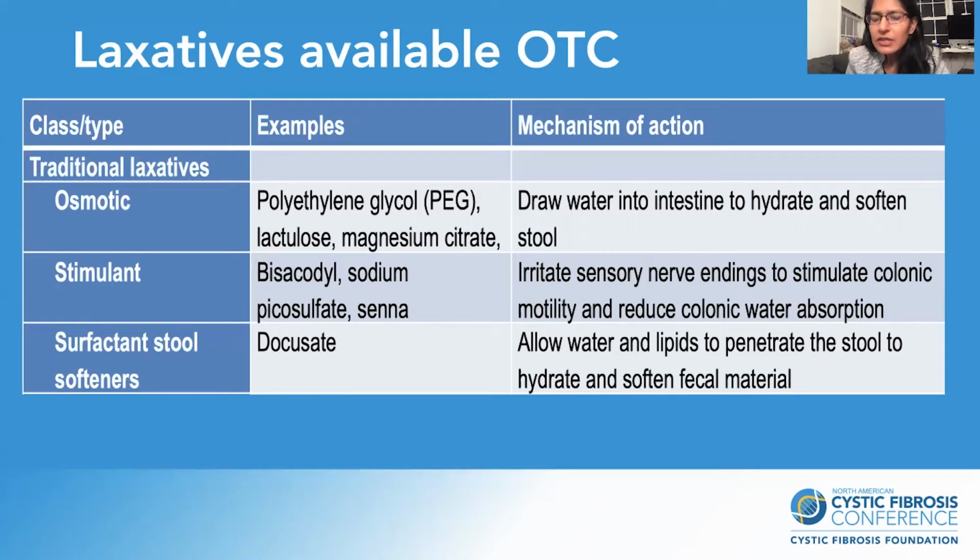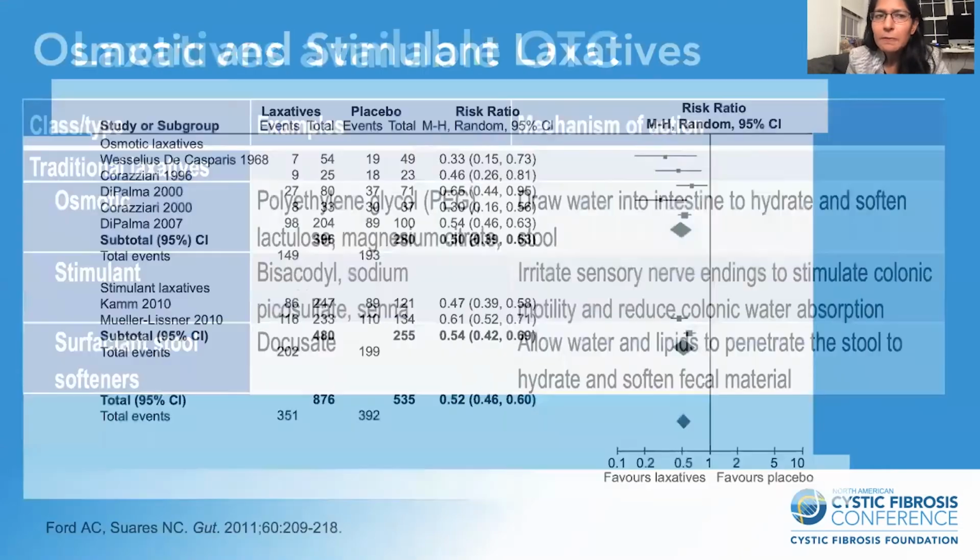A third agent that's commonly used is actually not really a laxative, but a surfactant stool softener called docusate. And this agent's mechanism of action is to allow water and lipids to penetrate the stool to hydrate and soften fecal material. But it's not a very effective medication for the treatment of constipation.